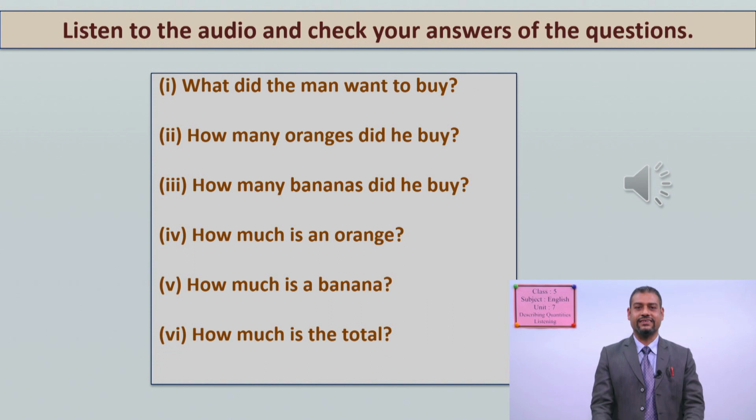So what's your answer for number 1? What did the man want to buy? See, what's your answer? Please tell me once again. Now you check whether your answer is correct or not. And if you have made a mistake, don't worry. You can correct your answer with my answer.